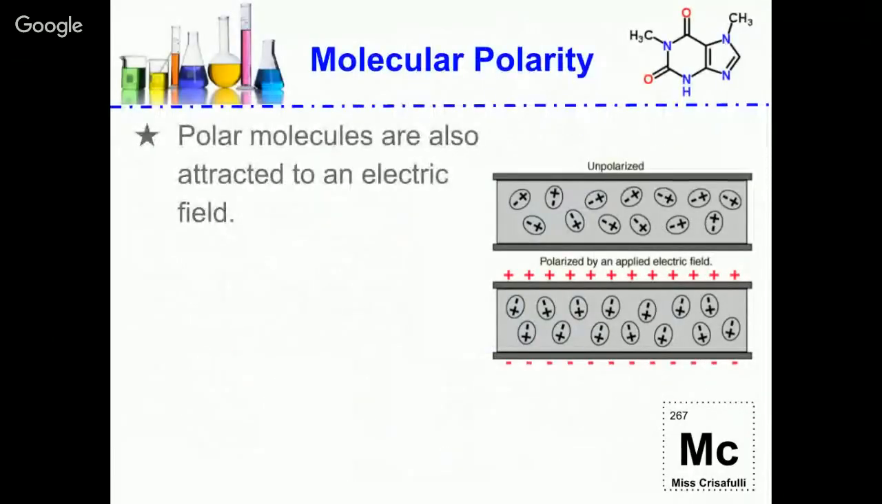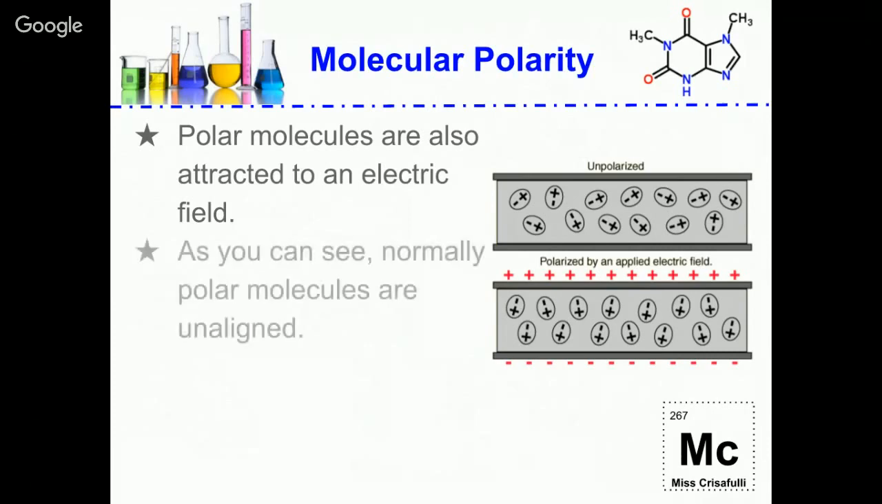So what happens when polar molecules are attracted to an electric field? Well, that is going to help them align appropriately. As you can see, normal polar molecules are unaligned, so that would be on the top. That's when it's unpolarized. When you put those polar molecules through an electric field, the positive side is going to be on one side and the negative side is going to be on the other side. Now you can see how the molecule flipped.